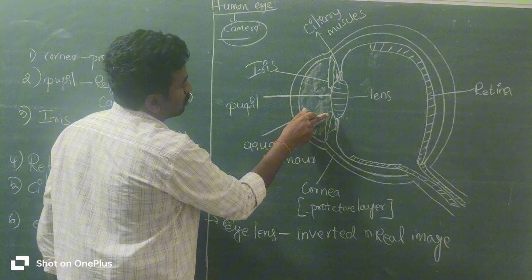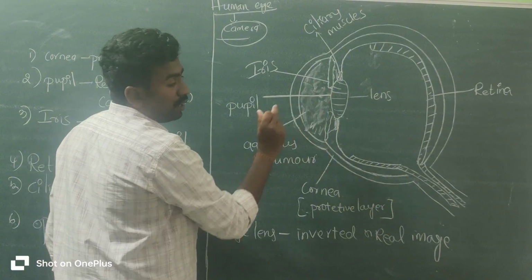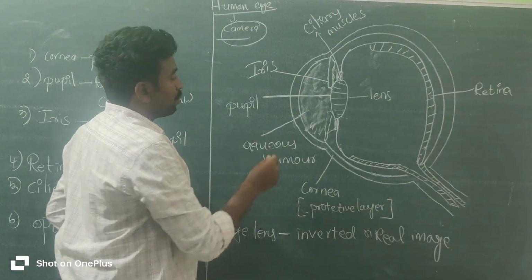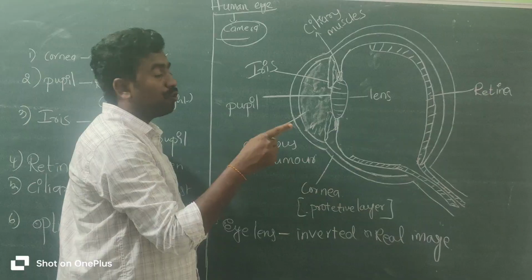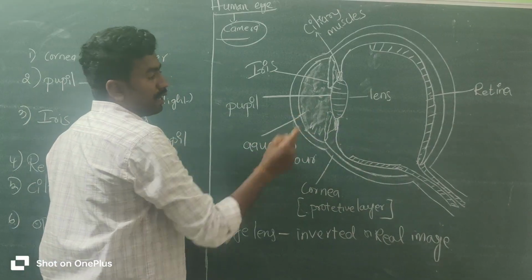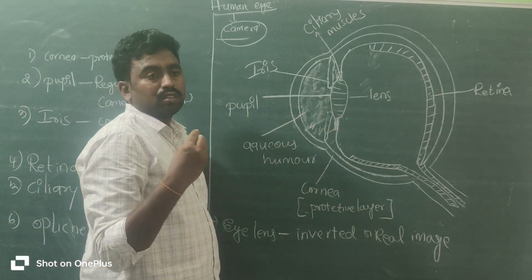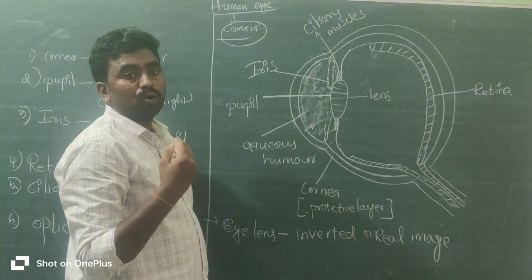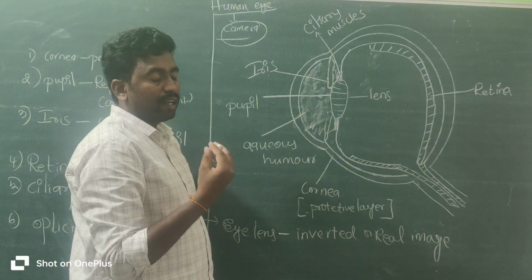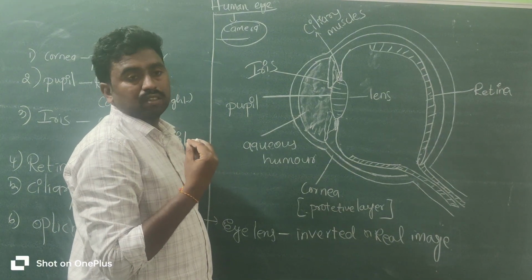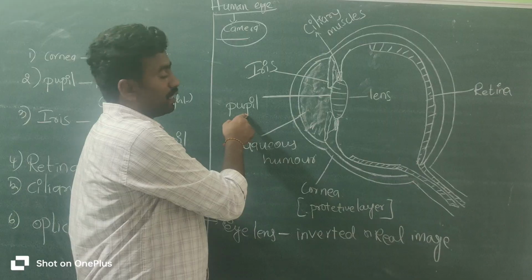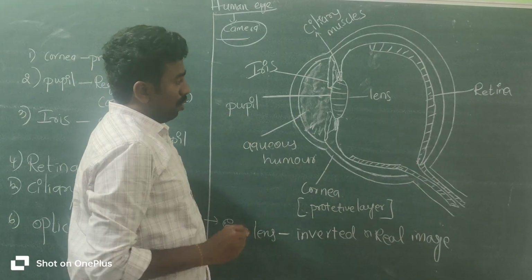So the iris controls the size of the pupil. The pupil regulates the amount of light entering into the eye. Suppose more light is falling on our eye, the pupil automatically closes because it is light sensitive.